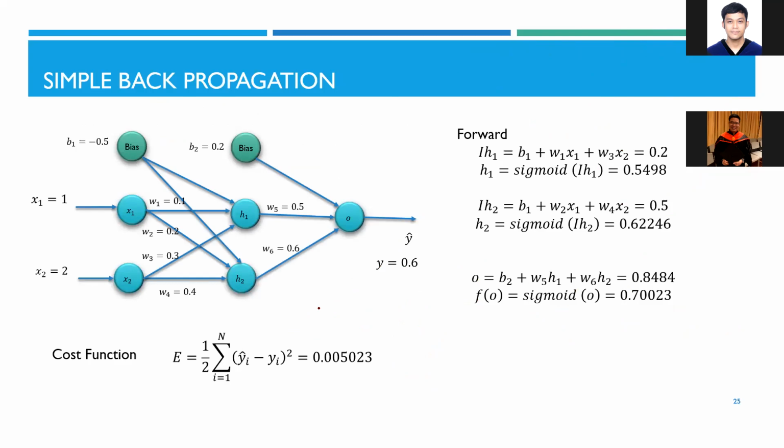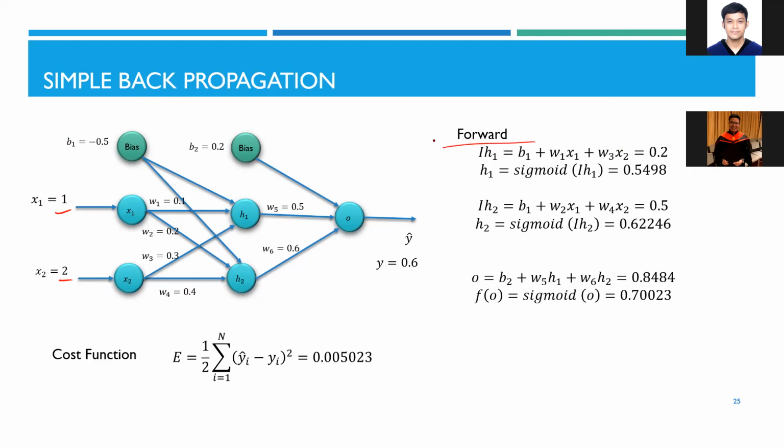I just use any example. For example, this is the input data 1 and 2, only for the first data. Let's say this is the random initialization, and we have bias 1 and bias 2. Of course, at first we have to do the forward phase.